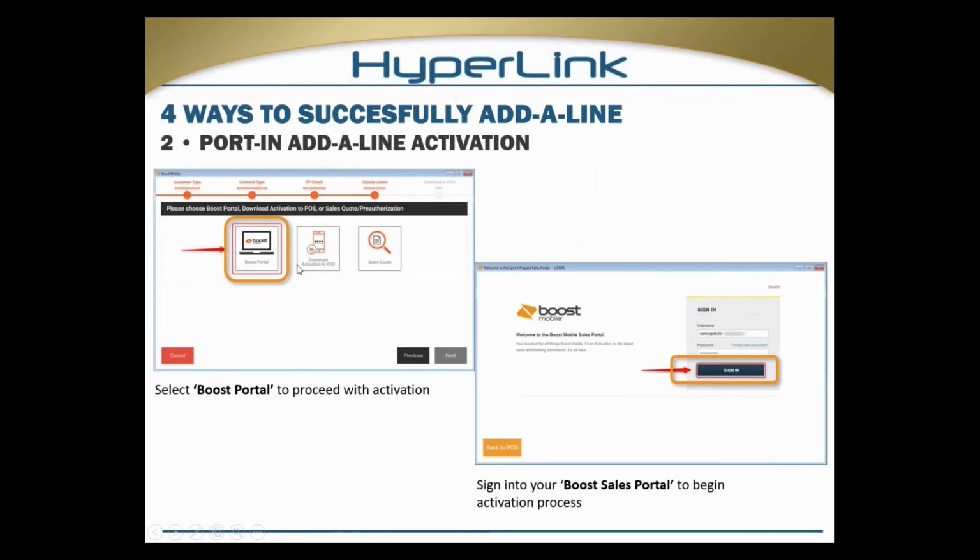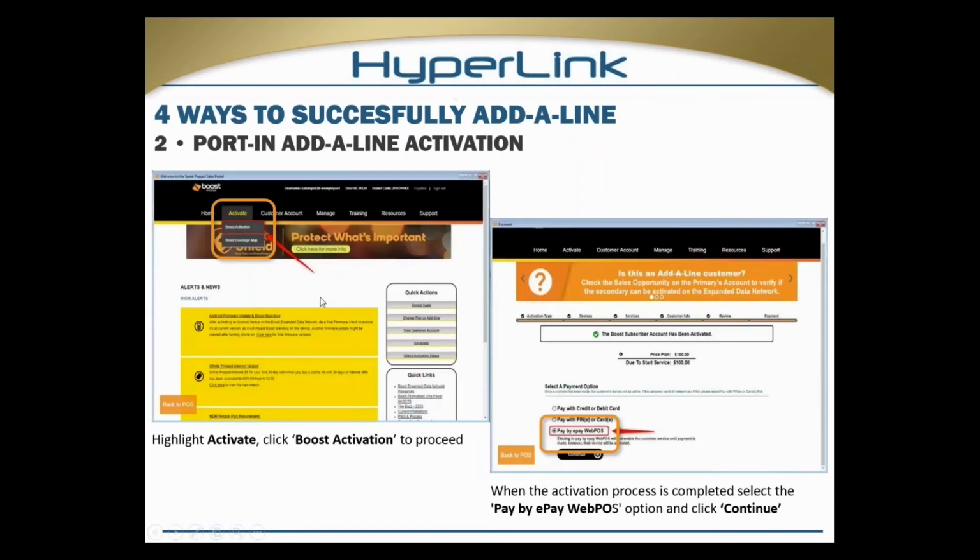On the next screen, you're going to go ahead and select Boost Portal. You're going to sign into your Boost Portal. For our multi-carrier locations, this is where your process begins. Again, you're going to go ahead and highlight and click on Boost Activation and complete your normal activation process.